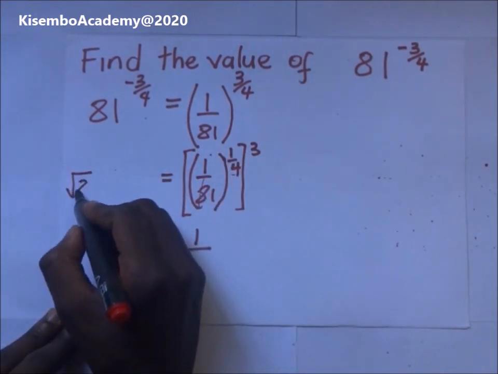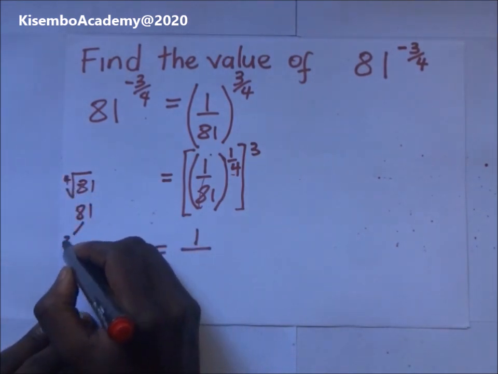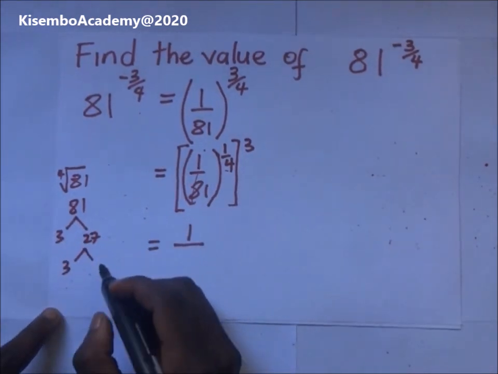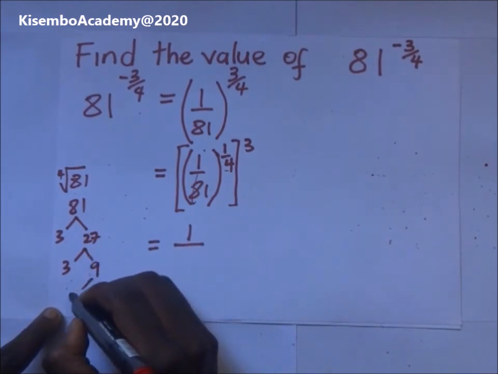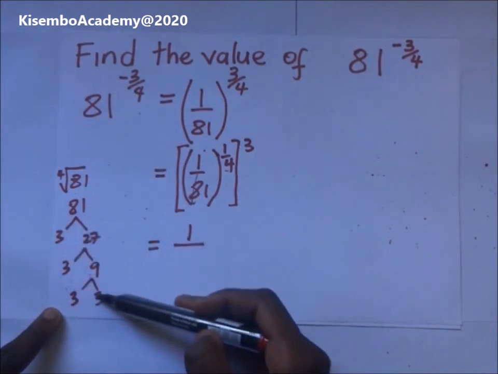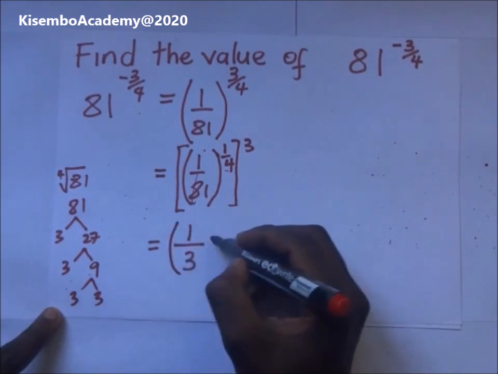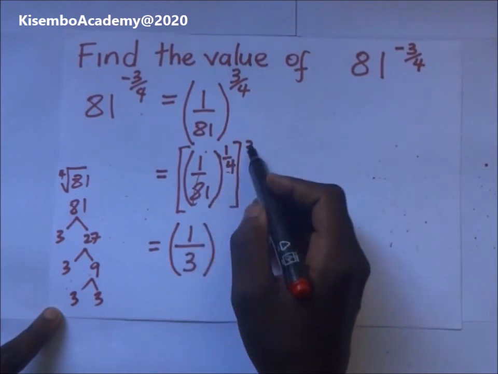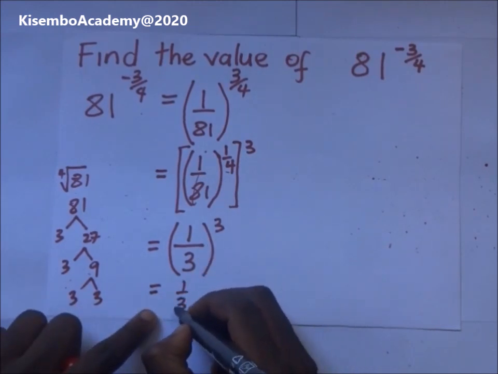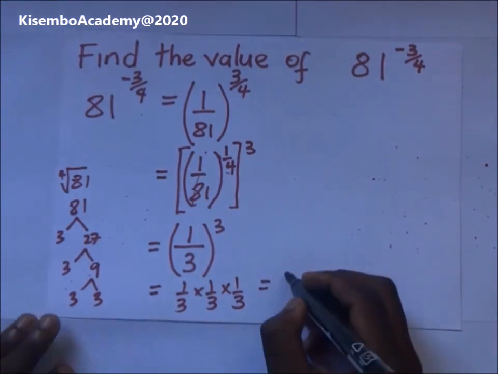Let's do some side work here. The fourth root of 81, if you look at 81 by 3, you get 27. By 3, it is 9. By 3, it is 3. And since we are looking for the fourth root, you group all these in groups of 4s. You choose 1, so definitely the fourth root of 81 here is 3. So it's going to remain a third. So the fourth root is a third to the power 3. And definitely this is going to become a third times a third times a third, giving us 1 over 27.